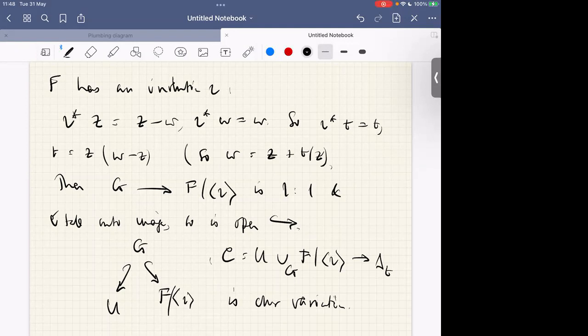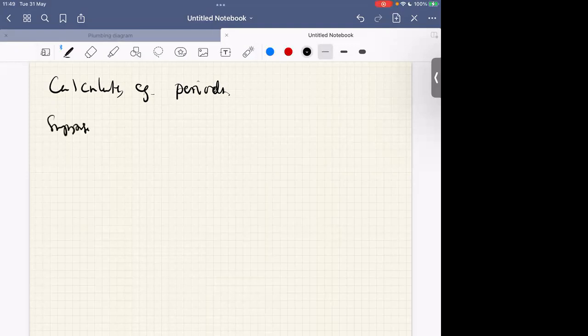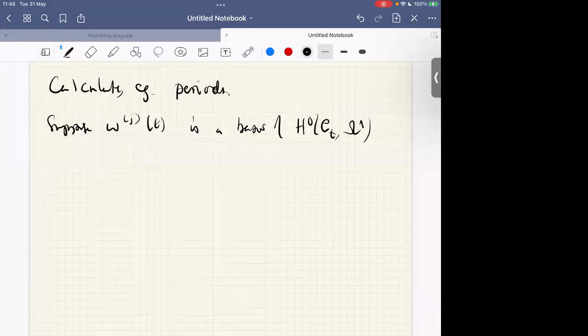So the point is that we can now calculate, for example, periods. Well, suppose that omega j, depending on t, is a basis of the space of one forms on C sub t. Maybe normalized.